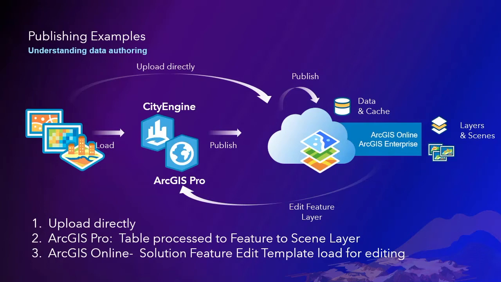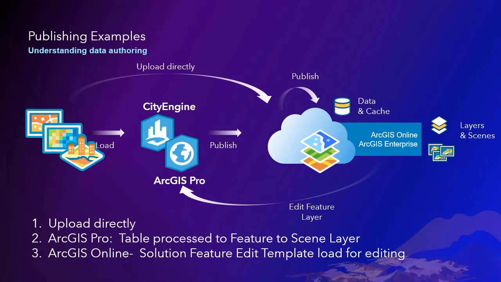because I3S, the open specification in which scene layers are created, is an open standard, and we have business partners and third parties that are creating scene layer packages in a wide variety of different ways. And so you may want to just upload those directly to ArcGIS Online or Enterprise. The second is ArcGIS Pro, where we're walking through the scenario where you're processing data into a feature layer that you're then publishing as a scene layer for that enhanced performance.